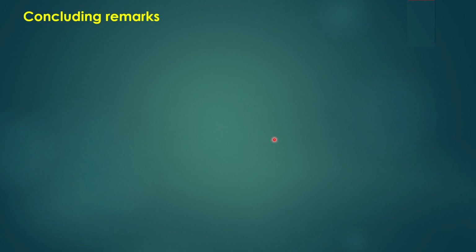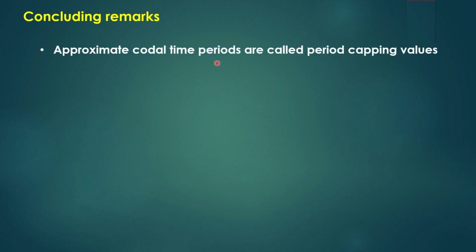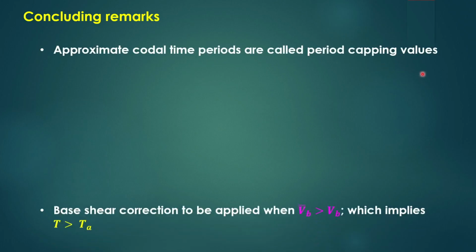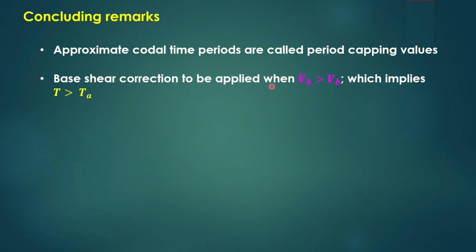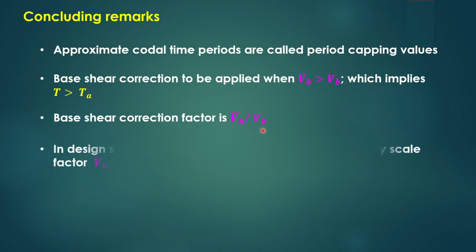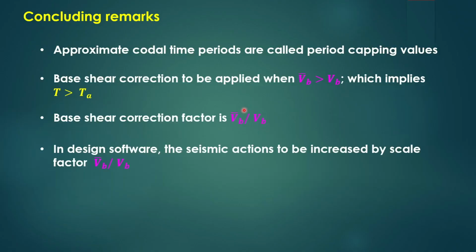So with this understanding, let us make the concluding remarks for this video. Approximate codal time periods are called period capping values. Base shear correction to be applied when VB bar is greater than VB, which indirectly implies T is greater than TA. Base shear correction factor is VB bar by VB. With this correction factor, you have to increase all the response quantities. In design software like SAP2000, you can increase the scale factor in the seismic action by the ratio of VB bar by VB, and this will enhance all the response quantities multiplied by this factor.